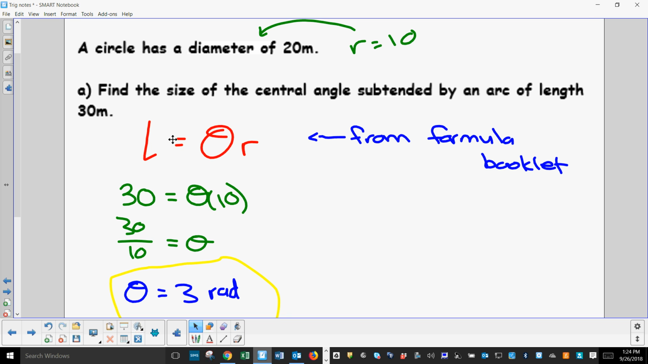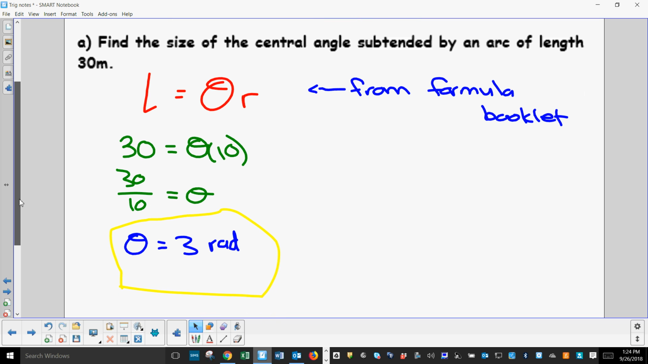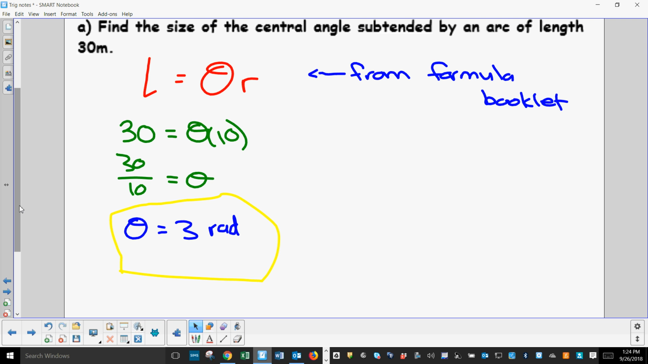For an arc length, the formula for radians in the formula booklet was L equals theta r. We know the radius is 10, and we're told that the arc length is 30. So all we do is sub in 30 for the arc length, sub in 10 for the radius, and solve to find theta. We got theta equals 3 radians, and that's where we were up to at the end of last lesson.